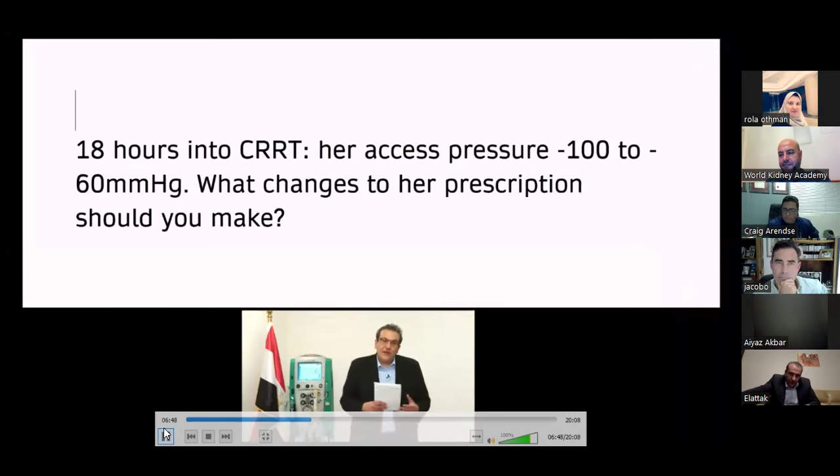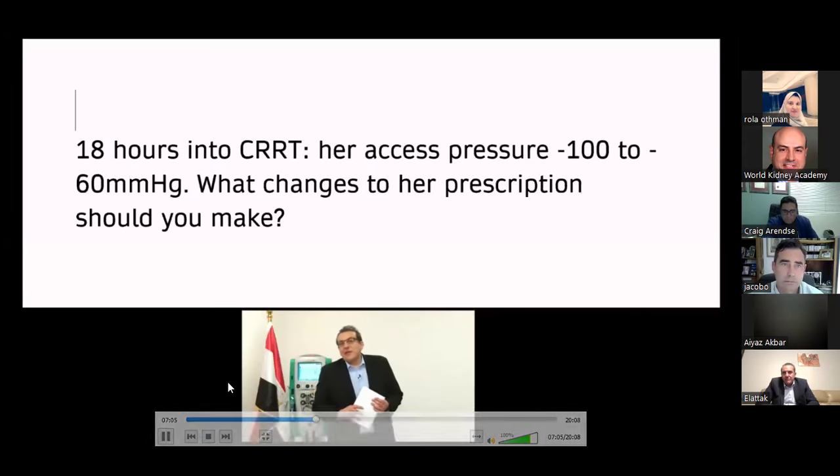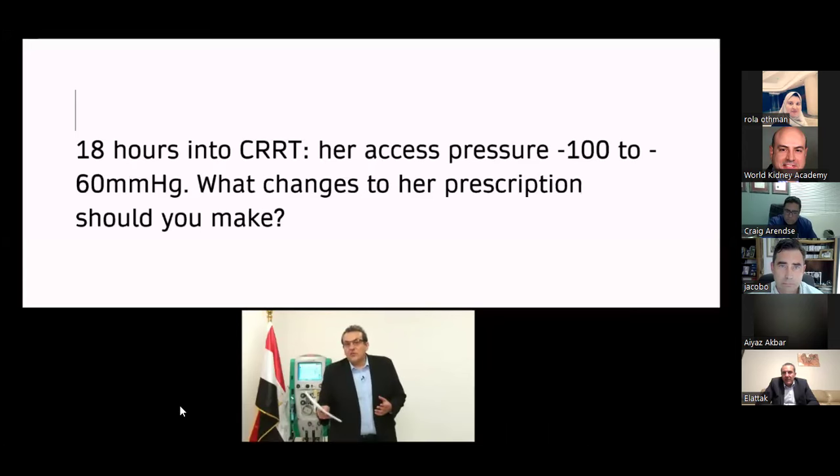And through your training, you were able to also increase the blood pump speed to 150 ml per minute to increase the clearance, but also to have lower filtration fraction. So remember, the prescription now is 1 liter dialysate, 0.5 pre and 0.5 post. 12 hours into CRRT, her access pressure went from minus 100 to minus 60. What changes to the prescription would you make?